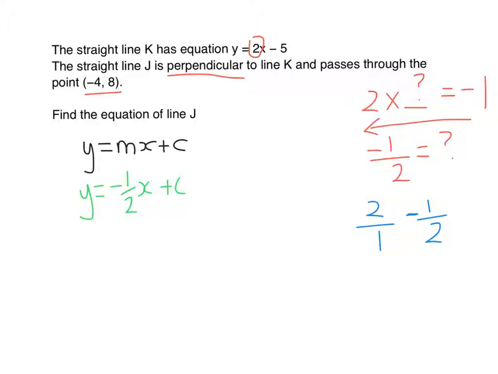And I want to figure out what c is now, so I need to use the coordinates that have been given, and I'm going to substitute in the values of x and y that have been given. So y is 8, and x is minus 4.